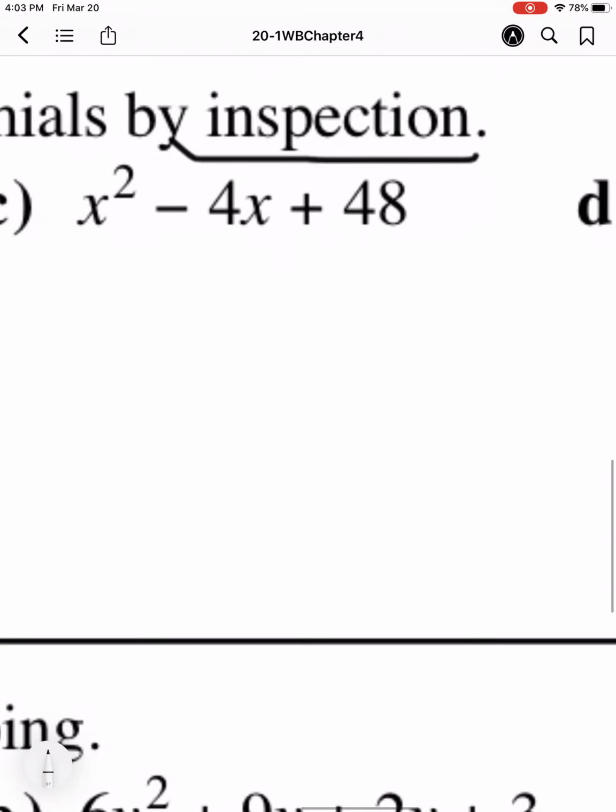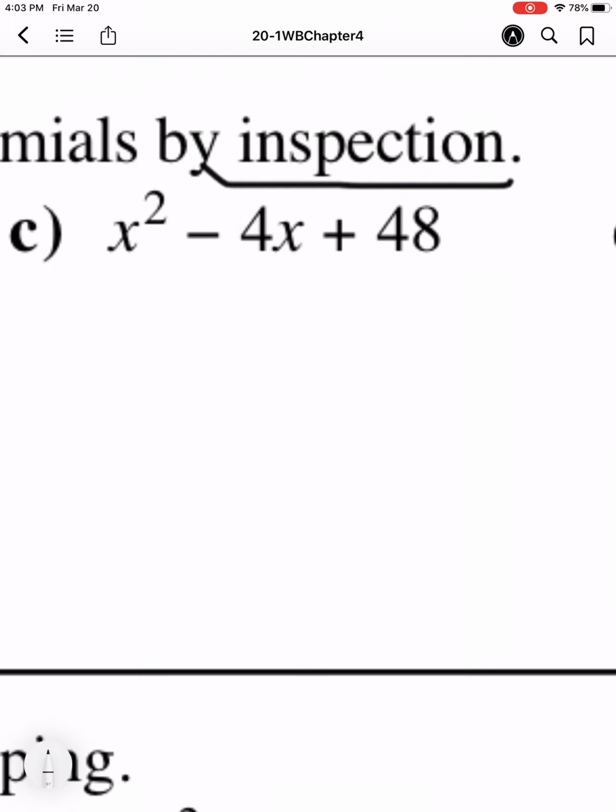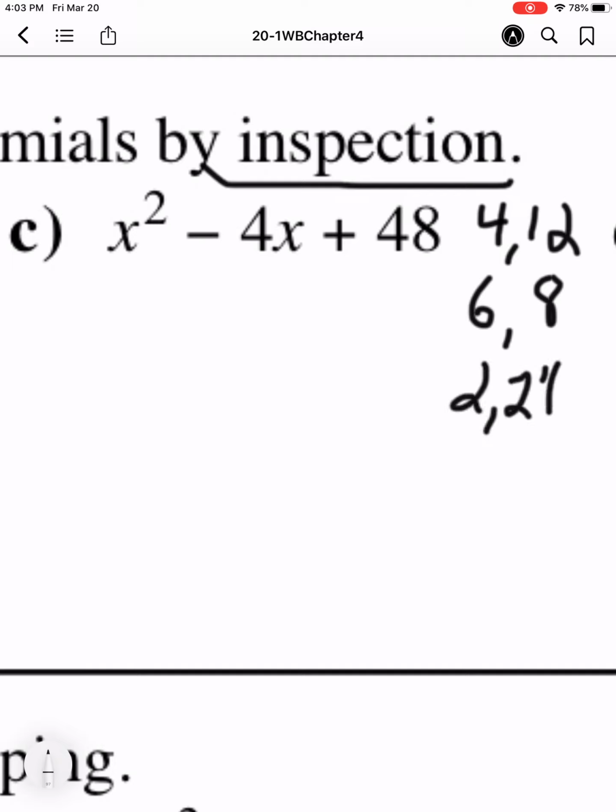Moving on to the next one. We're going to have this next one here, which is x squared minus 4x plus 48. We need numbers that multiply to 48 and add to negative 4. So off the top of our head, what numbers multiply to 48? We have 4 and 12. Those can't equal negative 4. We have 6 and 8. Those can't equal negative 4. We have 2 and 24. Those also can't equal negative 4, right? I can't think of any off the top of my head, but my guess is that this is not possible. So this is not possible, or not factorable.